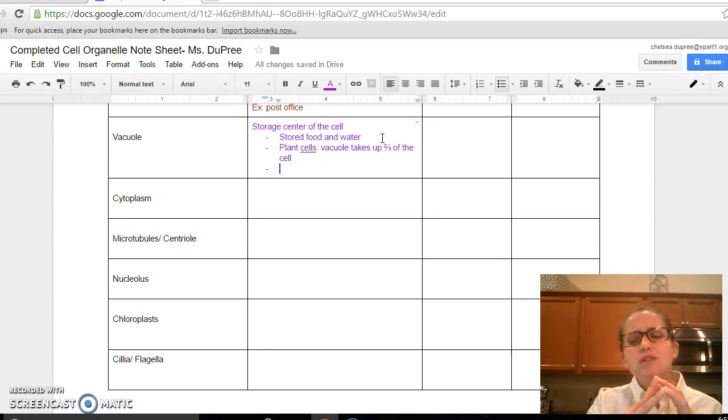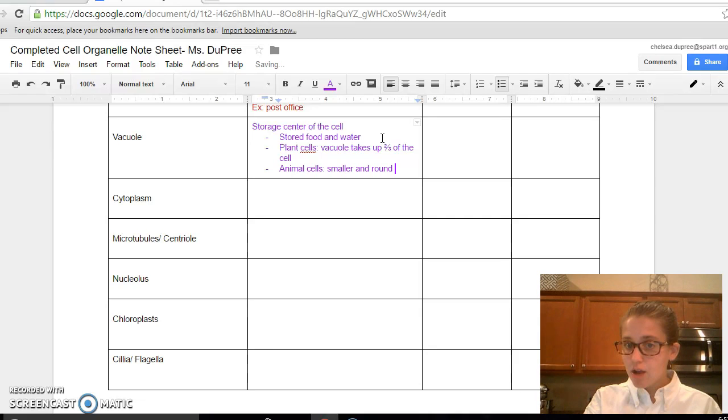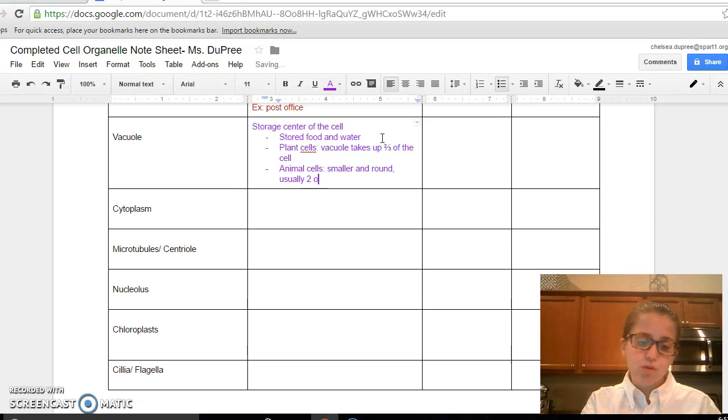And that should kind of make sense because remember, our plants can't eat like we can. So if the plant needs energy, he can't just go have a bag of chips. He has to make his own food. So by storing up, he can keep it until he really needs it. Now, animal cells still have vacuoles, but they're smaller and round. And they usually only have 2 or 3 per cell. So they're not going to take up any crazy amount of space.